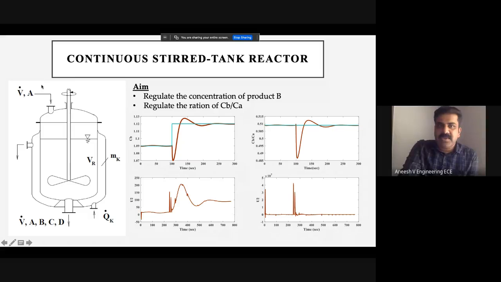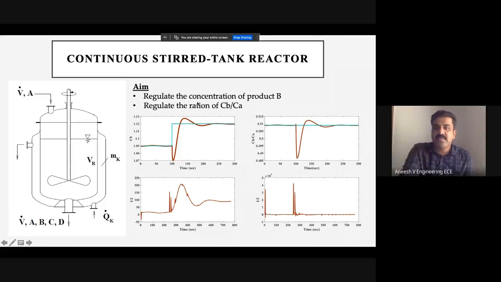This process has an input here. Based on the mixing and the reaction taking place, we have a coolant chamber here. Then we take the product out here. My objective is to regulate the concentration of the product B. That means B dot is equal to A, the input. After that, A, B, C, D are there. A is the input, B is the product, and C and D are byproducts.